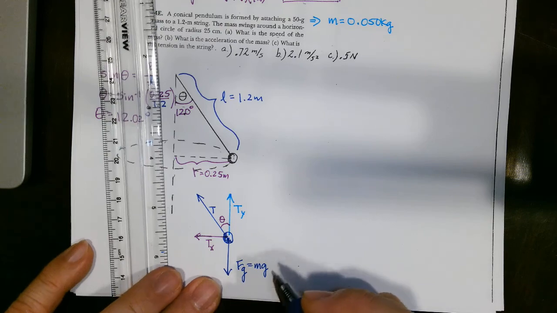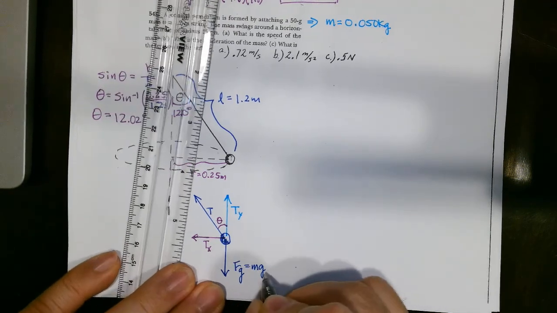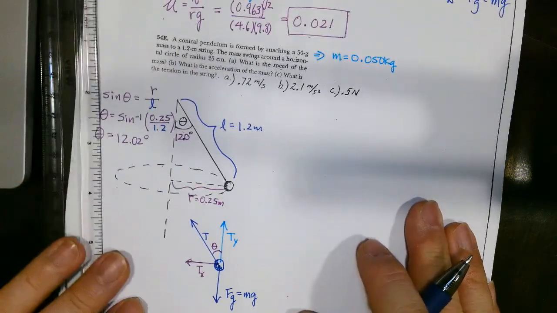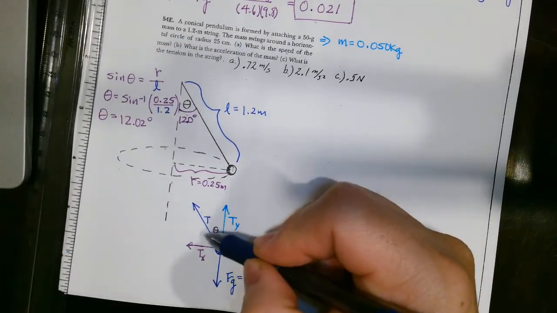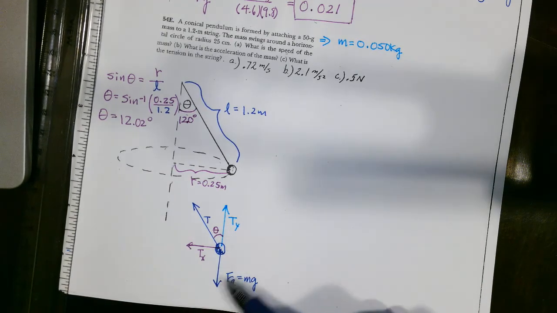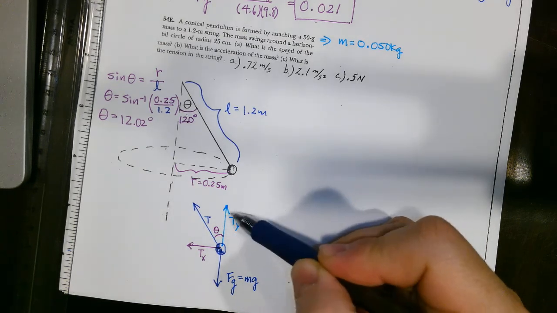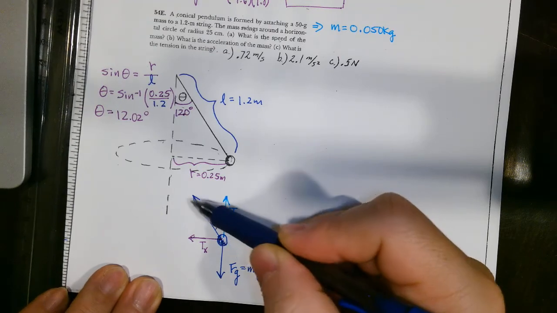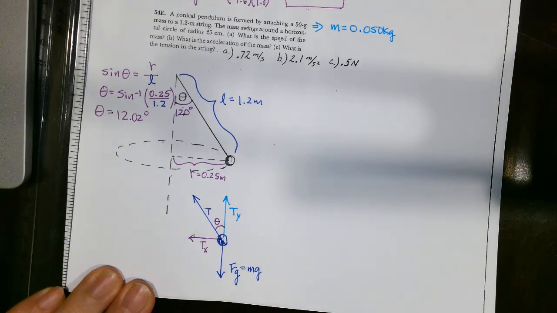Our mg is, well, we can work that out later, I guess. So, to figure out this tension, we could probably work with these two because I could figure this out. And since I could figure this out, I know this is equal to this. And we know the angle here, therefore we can find the tension. Right? So it's probably a good idea to figure out what that tension is.